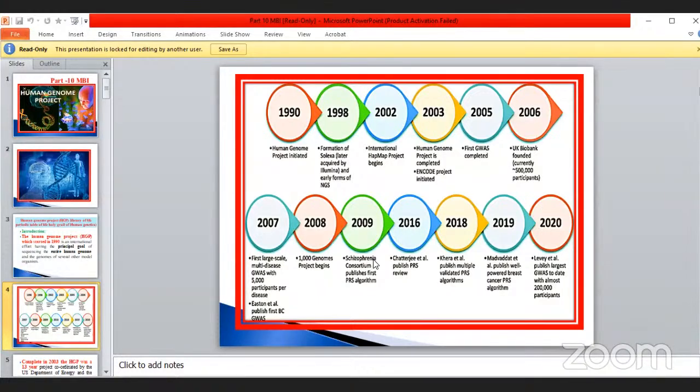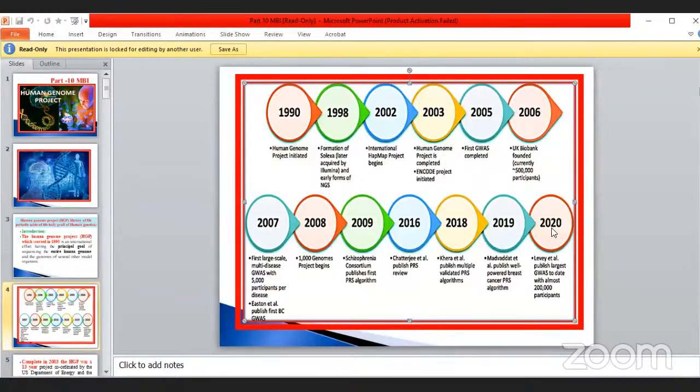2009, schizophrenia, cholesterol, published the first PRS algorithms. 2016, Chatterjee et al. published a PRS review. Khera et al. 2018, publishing multiple validated PRS algorithms. So 2019, what is that? Mavaddat et al. published a well-powered breast cancer PRS algorithm.